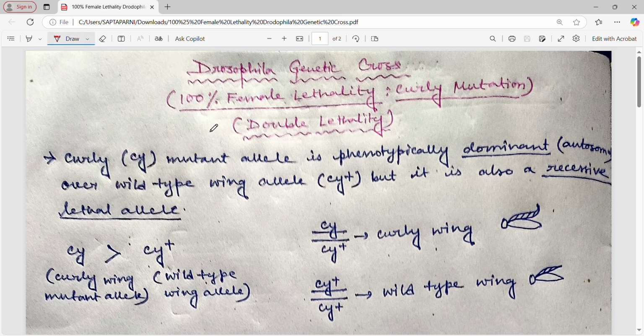So in today's video we are going to discuss genetic crosses in Drosophila regarding 100% female lethality in Curly mutation in Drosophila. You have to remember that this 100% female lethality is also known as double lethality. Okay, double lethality cross. Now, before beginning, I would like to request you to kindly watch my 50% female lethality video regarding this so that you can understand this video very easily.